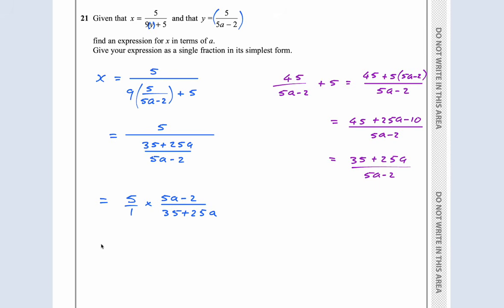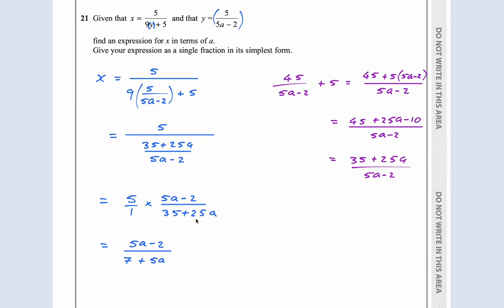Okay, nearly done. We then divide above and below by 5. Divide the top by 5, gets rid of this. So it's 5a minus 2. And then I divide the bottom by 5, which gives me 7, because 35 divided by 5 is 7, and 5a, because 25a divided by 5 is 5a. So that is it, guys. That's how you do it.